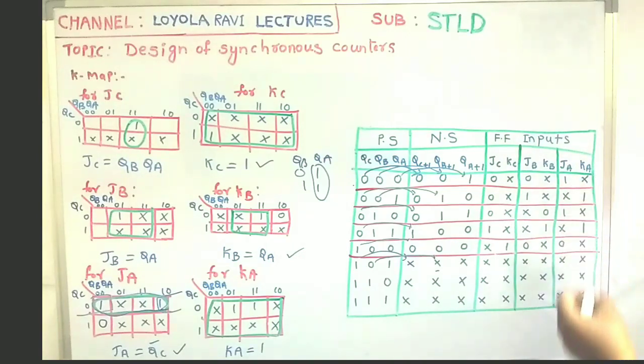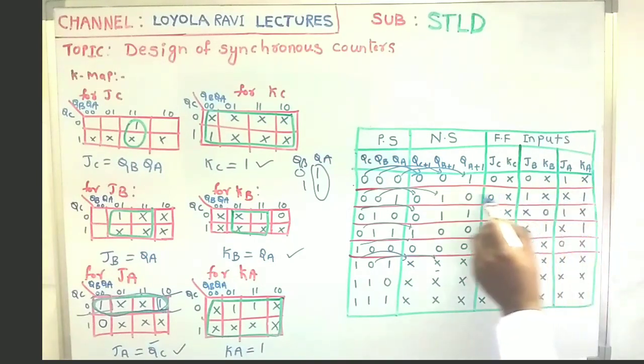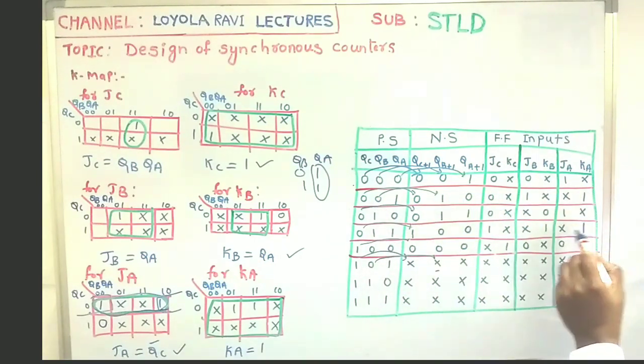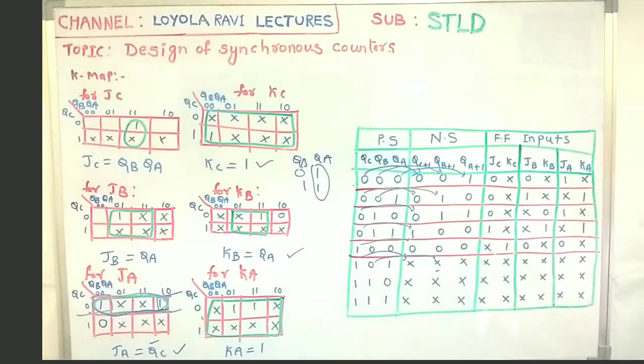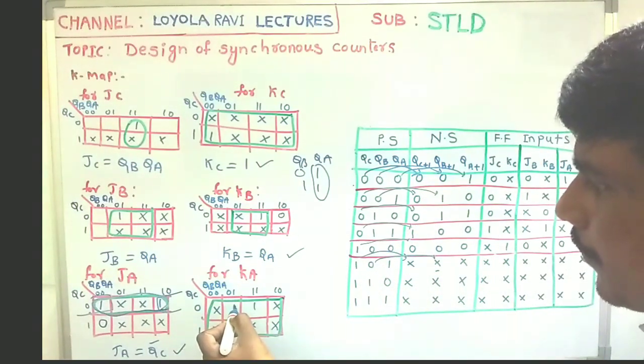KA, the last one. Here we have don't cares and ones only. What are the ones? First you can check. The corresponding one is 0, 0, 1. Places 1 and 3 are ones. 0, 0, 1, this is 1.